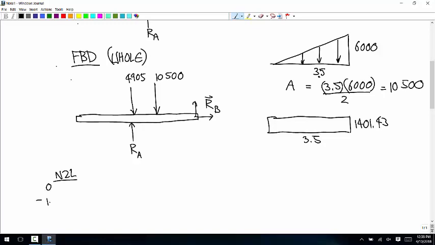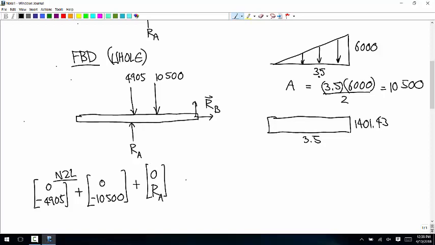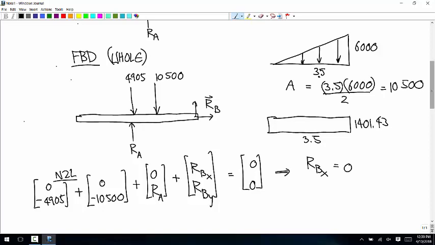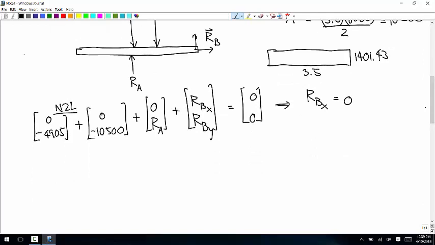Newton's second law says 0, negative 4,905 plus 0, negative 10,500 plus 0 RA plus RBX RBY is equal to zeros. So there's no RBX. And then the y equation says RA plus RBY equal to 15,405 positive. Okay, so this one we can't solve yet, but we'll use that in a second.